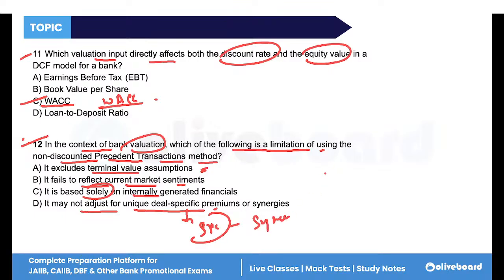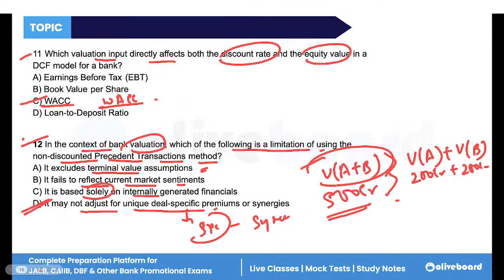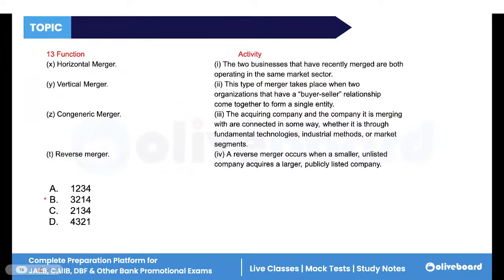Synergy is that the value of company A plus the value of company B, the value of both companies together, will always be higher than the value of one company alone plus the value of the other company individually. If I say that the value of company A is 200 crore and the value of company B is 200 crore, it is always more when these two companies work together. That is 500 crore. Option B.